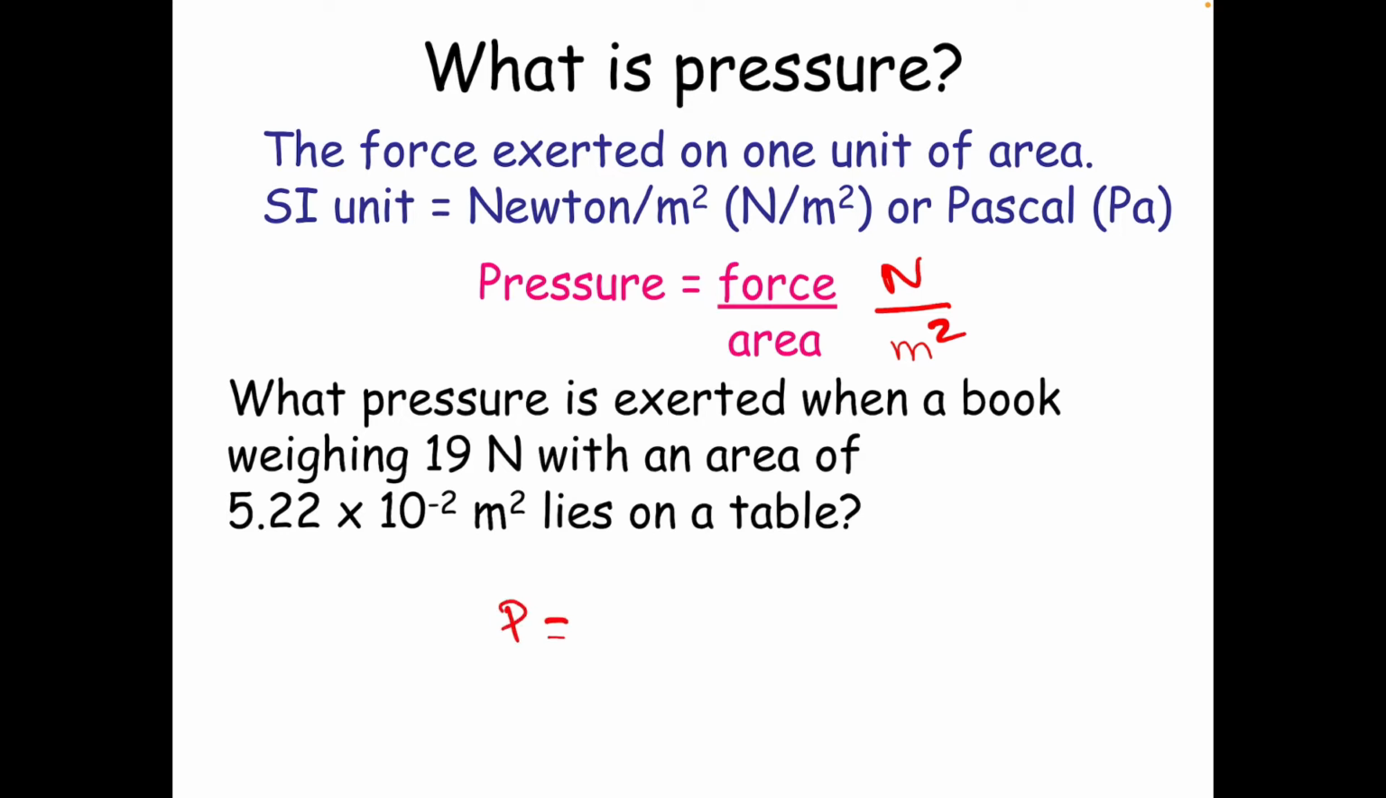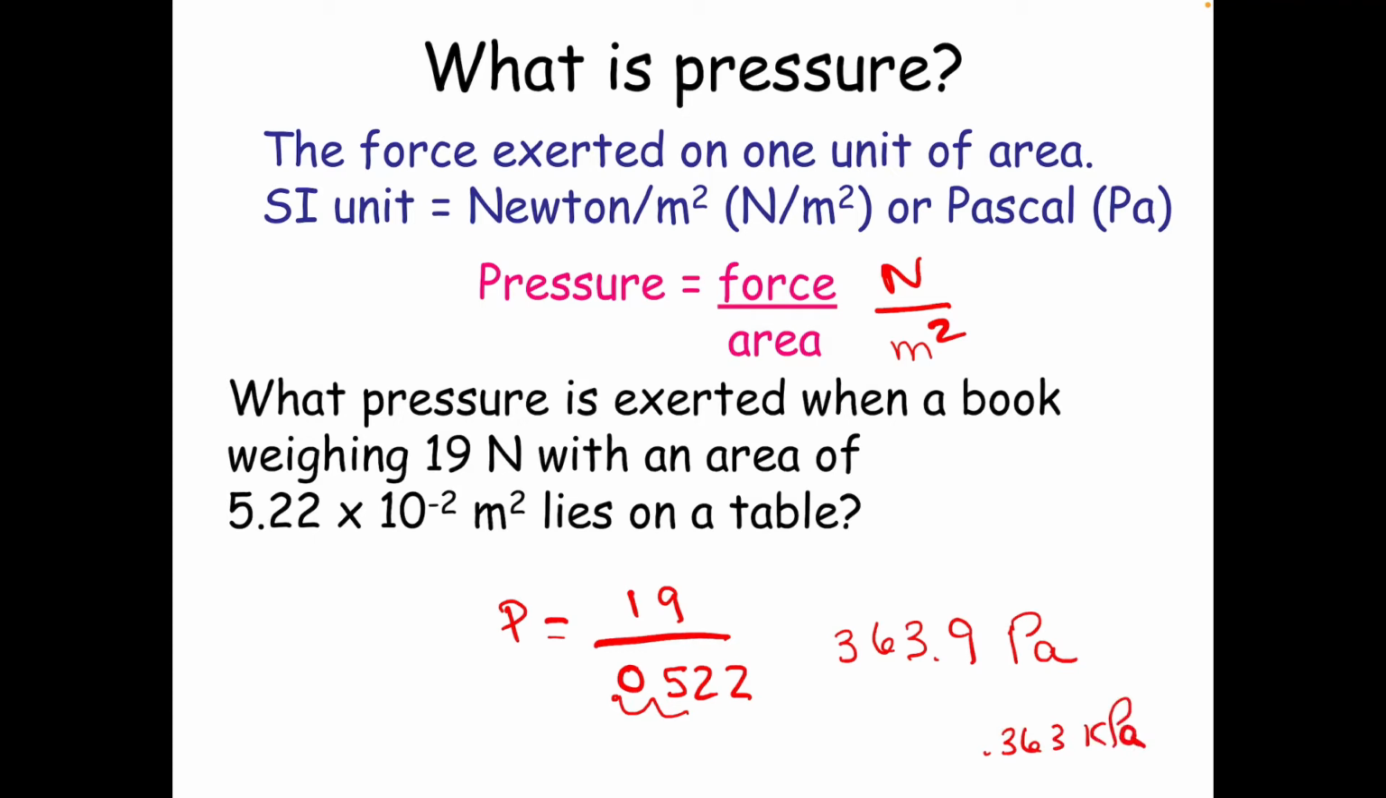So pressure is 19 over 5.22 times 10 to the minus second. Some people get scared of scientific notation, so how about we put it in the standard form? So 0.0522. So 19 divided by 0.0522 is 363.9 Pascal, which would be 0.363 kilopascal. It's pretty small. Okay. This formula is not found in the reference tables. You won't need to worry about it on the Regents.